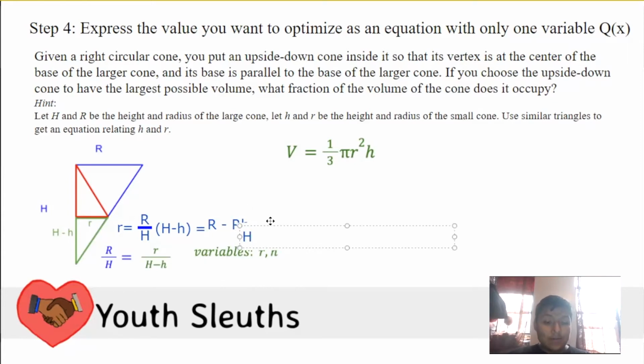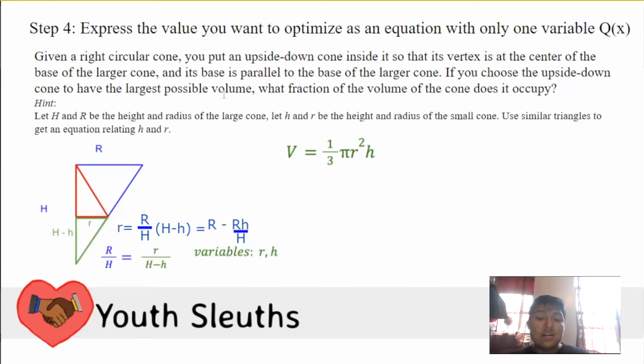divided by big H. So now, if you look at this, you might be thinking that we only just added more variables. We have the big R, the big H, and the little h. But if we think about the question, the big R and the big H represent the height and the radius of the large cone. Now, the large cone isn't being changed, only the smaller cone that's being altered so that we can find the largest possible volume. So therefore, the big R and the big H remain constants. So we could treat them like constants.